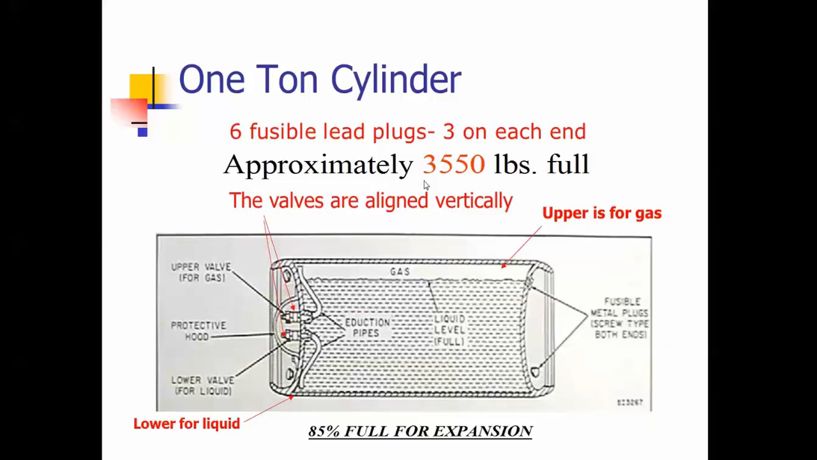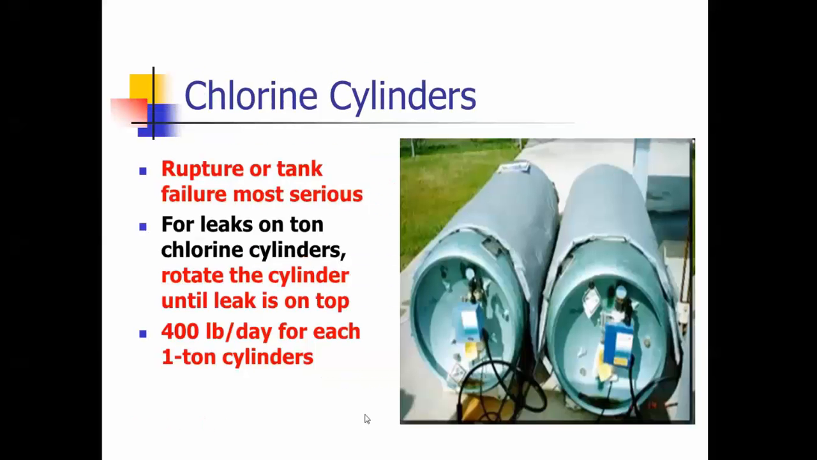If you look here, you can see this piping here, and this is in a vertical position. The top valve pulls gas off the top, and then the bottom valve pulls the liquid off the bottom. You've got 6 fusible plugs on each end, and they're also a protective part of that, and they're also filled 85% full for expansion.